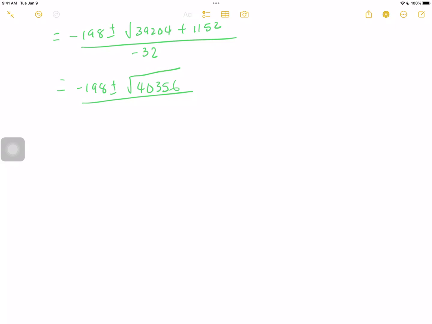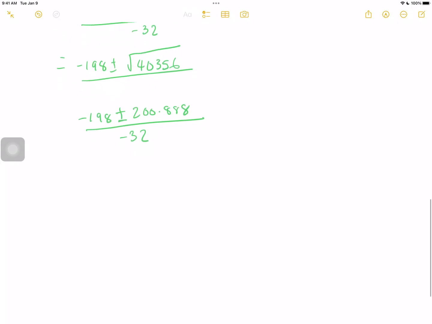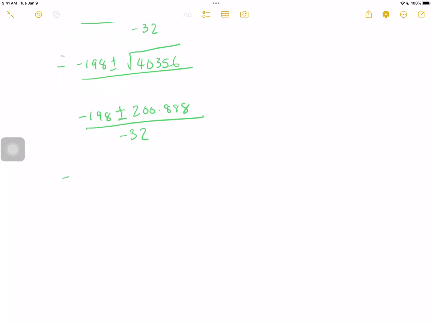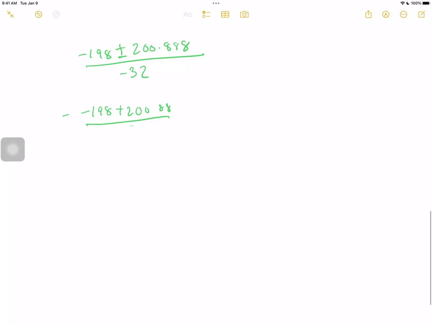And that's going to give us negative 198 plus or minus 200.888 over negative 32. So of course, we're going to have to work those two things out. It's going to be negative 198 plus 200.888 over negative 32. And that is going to give us negative 0.09. But of course, we have to toss this answer because you can't have a negative time. The machine is fired forward. We can't go backward in time.